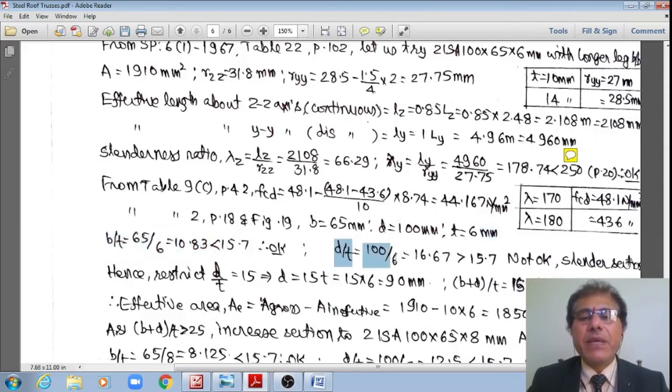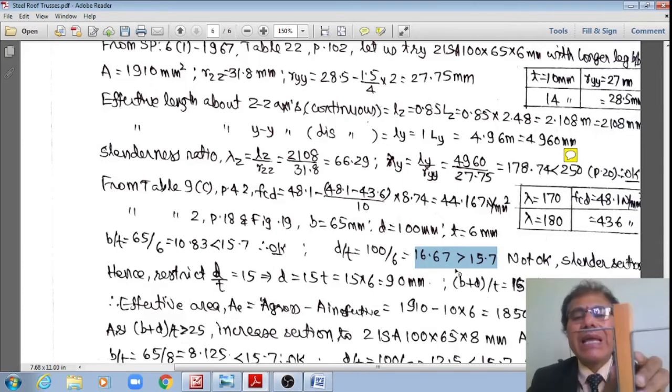Even D by T is 100 by 6. It is 16.67. This is greater than 15.7. It is not okay. It is not okay means you need to either restrict, or you increase the thickness and make it not slender. Therefore, it is greater than 15.5, means it is a slender section. Either you reduce the area so as to calculate the compression force, or you increase the thickness of this angle. Either of the two is true.